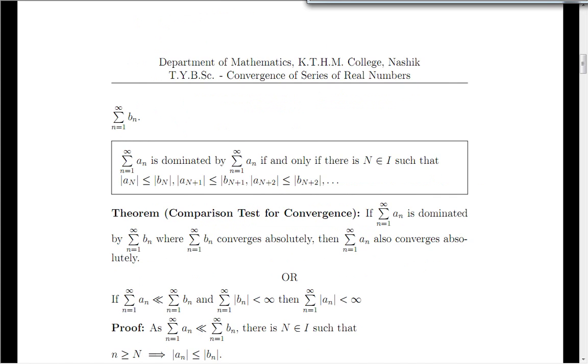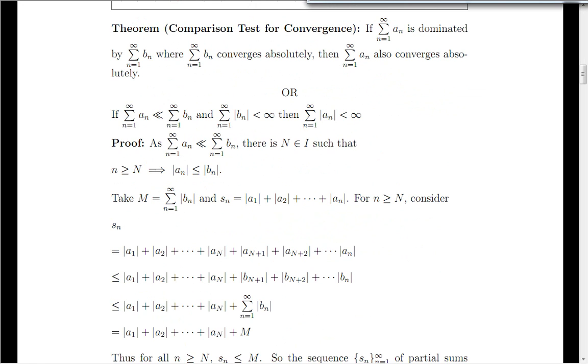We are now in a position to see the comparison test for convergence in absolute form. Two things are given in the statement. an is dominated by bn, this is the first statement, and secondly bn converges absolutely. Then an also converges absolutely. In notation form, we could write this as: if an is dominated by bn and if the sum of mod bn converges, then the sum of mod an also converges. We have already seen examples of dominance of series. Now let us go through the proof of this result.